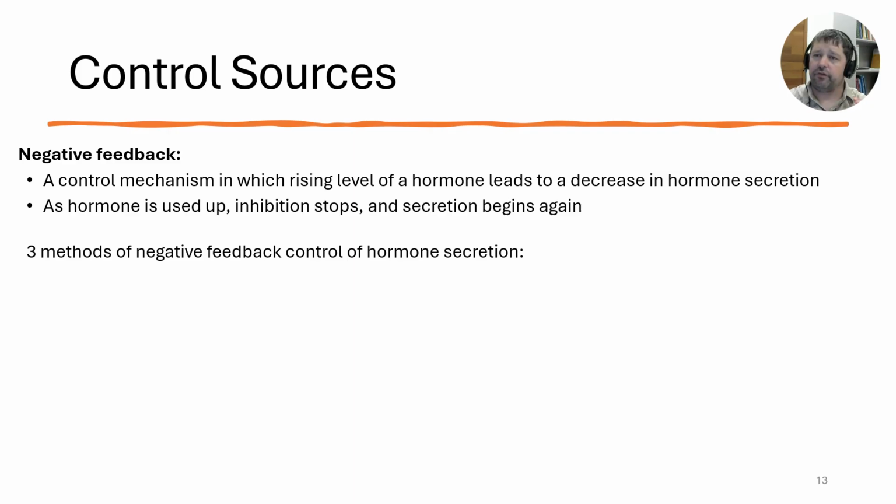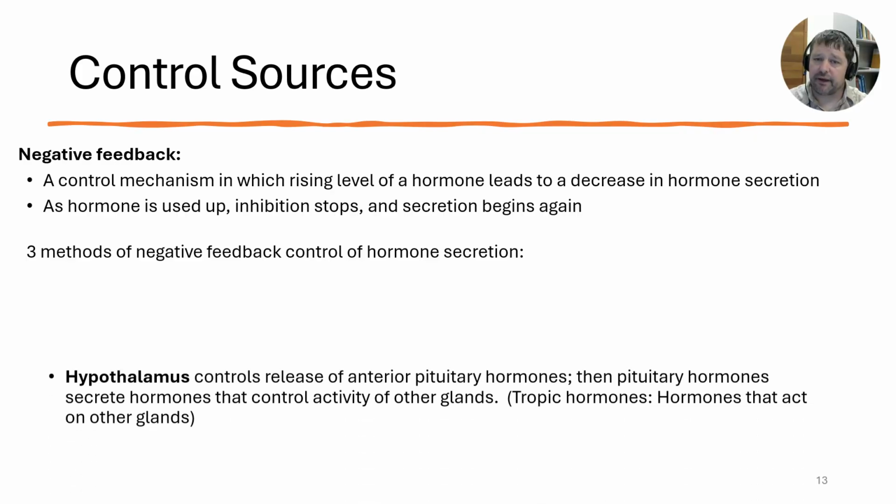I don't want you to think, oh, you have too much testosterone in the system, it just closes it down, it shuts it off. That's not true. It slows the process down. It slows the production down. So less is being made. Okay? So there are three main methods of negative feedback.